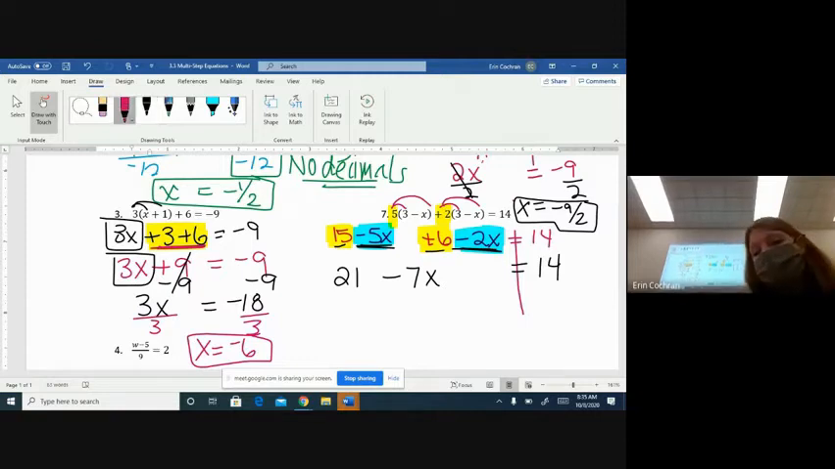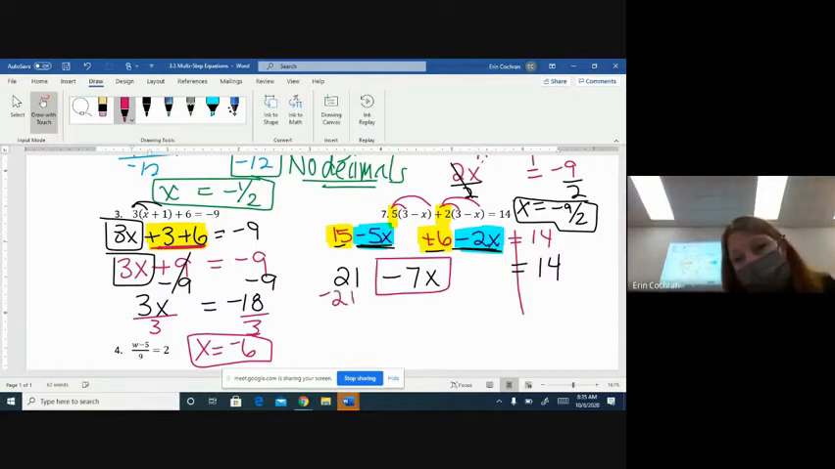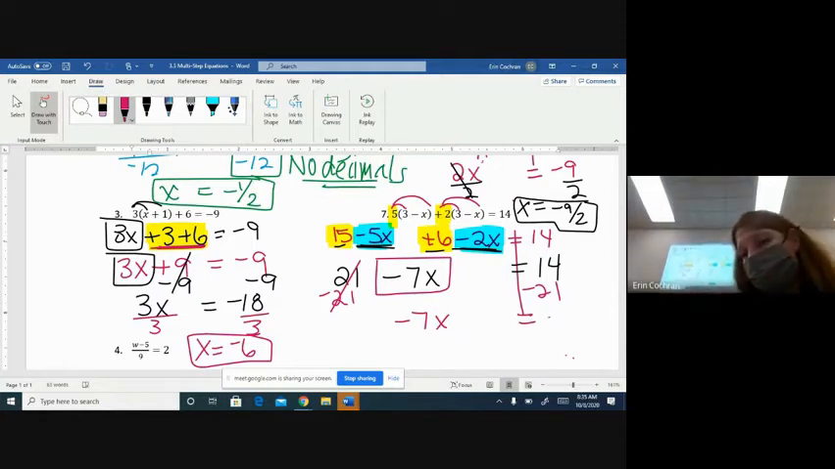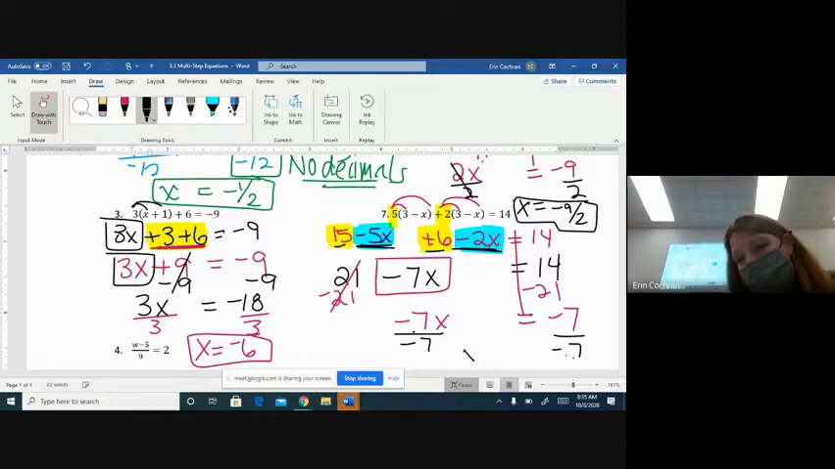Okay. Now, solving for this negative 7x, how do I move that 21 over? Subtract it because it is positive 21. So 21 minus 21 is 0, and I'm left with negative 7x. 14 minus 21, negative 7. And then how do I get rid of this coefficient with x? Divide by what? Negative 7. So x would equal 1. Perfect. All right.